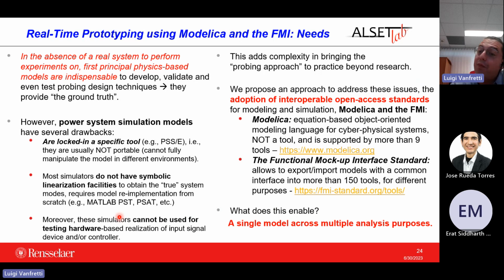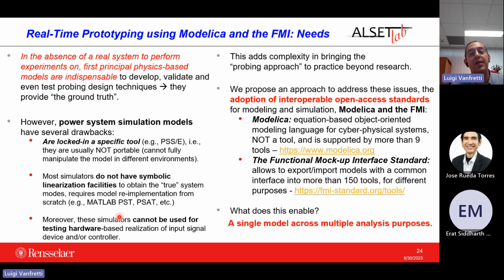But we can do this with Modelica and the Functional Mockup Interface standard. Now, Modelica is an equation-based object-oriented language. It's not a software. It's not a tool. There are 9 tools that support the language, which you can find on the Modelica Association website, and the Functional Mockup Interface standard allows you to export Modelica models so that you can use them in 150 different tools, and you can find more about the standard there. It's a very successful standard. It's adopted by industry outside of power.